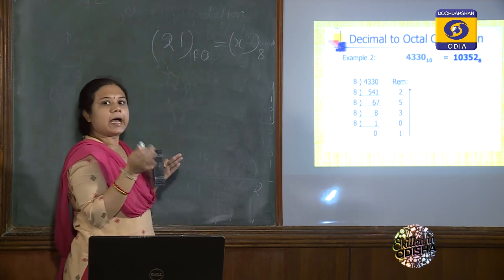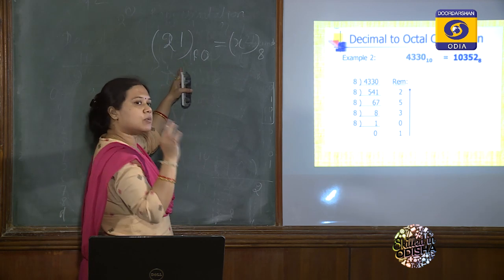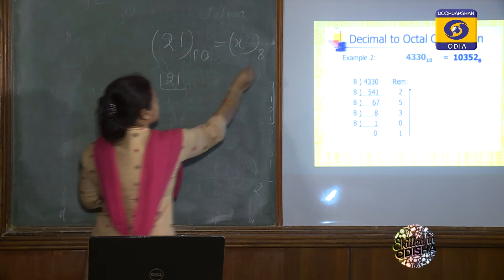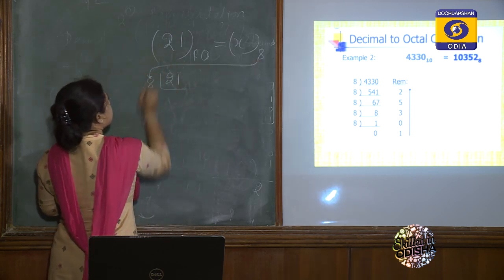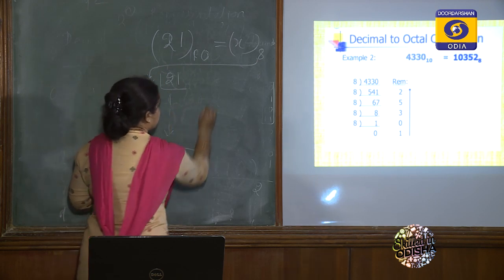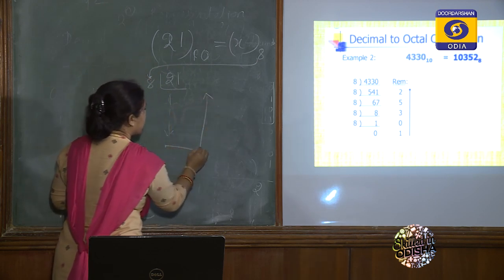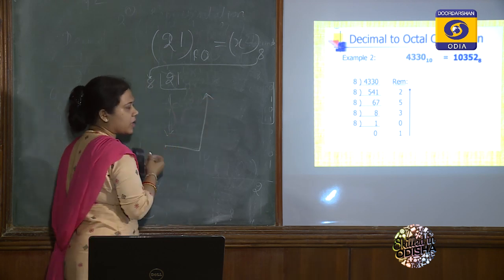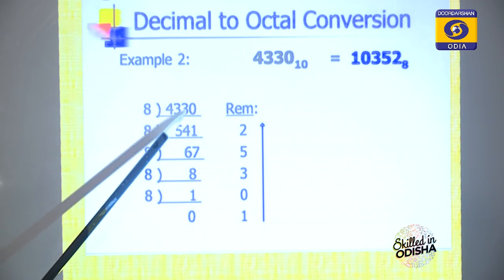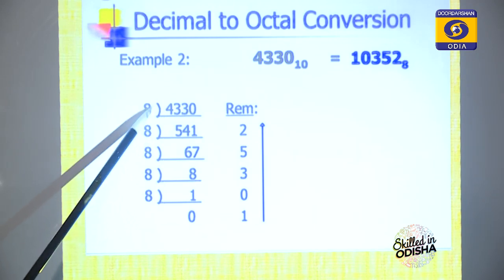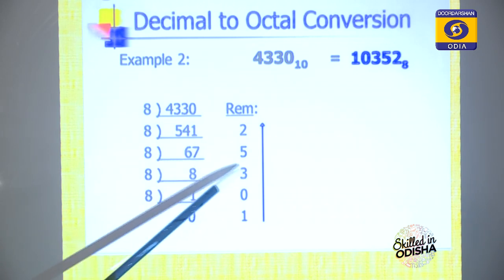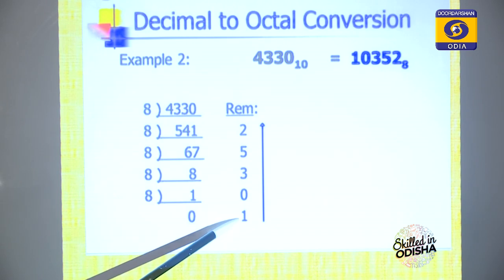So previously I have already told, now I have to go for division. I have to divide 21 by this base value, 8. Like this I have to go for division, and again in the same way I have to go on. One example is already written here. This number is 4330. Here 8 divided by 8, remainder is 2. Here remainder is 5, 3, remainder is 0 and this one is 1.